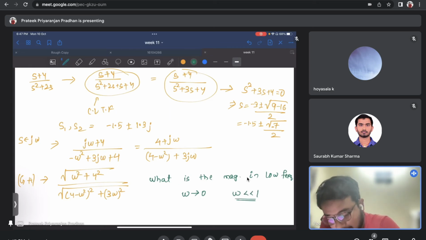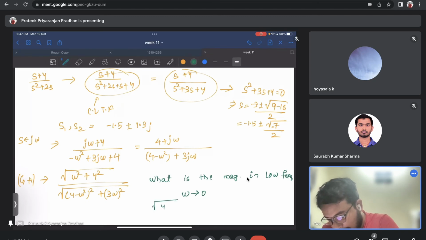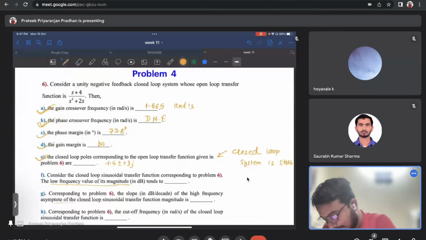Assuming omega tends to 0, the magnitude in the low frequency, we can directly say, is root over of 4 square divided by root over of 4 square. It's 1. In dB scale, it's 0 dB. Is it clear? When we talk about low frequency, we mean omega tends to 0. That's why we just put 0 in omega and get the answer. So this question is solved. It's 0 dB.